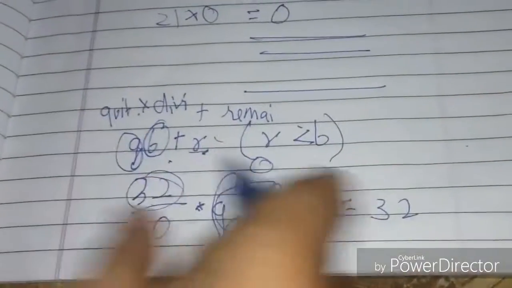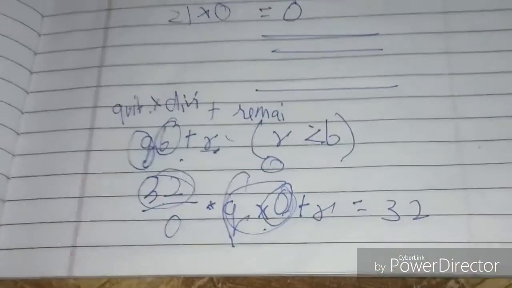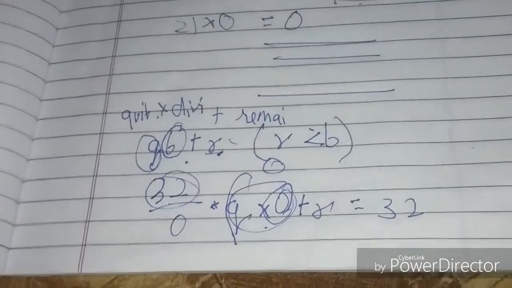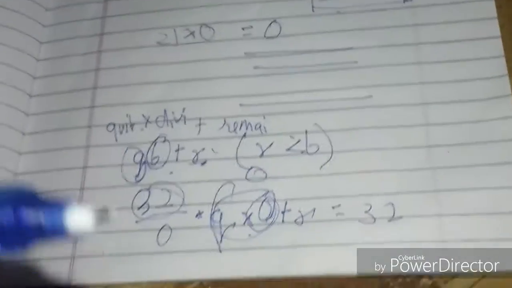There things go wrong. We can't make an R which is less than 0. So that's why division by 0 is undefined.